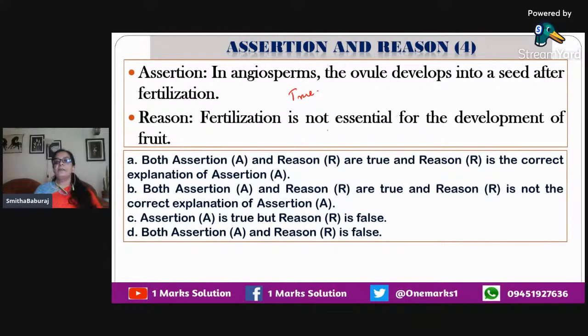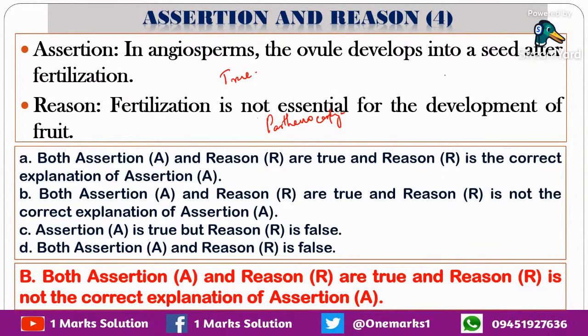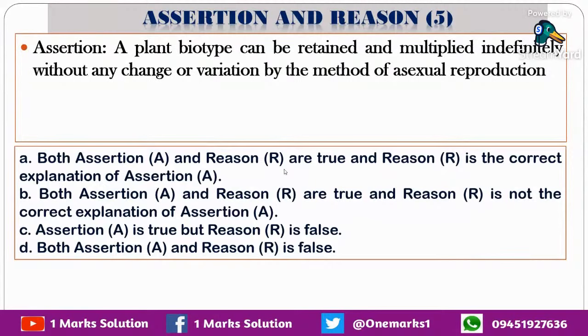What do we call that process? It is parthenocarpy, isn't it? So both the statements are true. But now look once again, if both the statements are true, what should we check? Whether the reason is an explanation for that. Here, angiosperm ovule develops into a seed after fertilization. That is true. And this second sentence is also true, but it is not an explanation for the first sentence. So the answer is B.